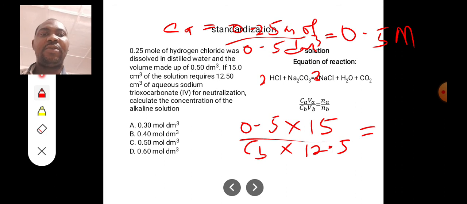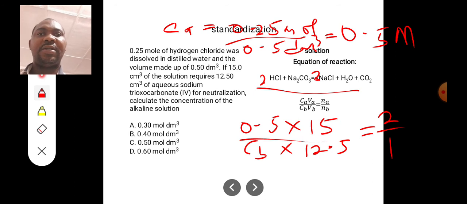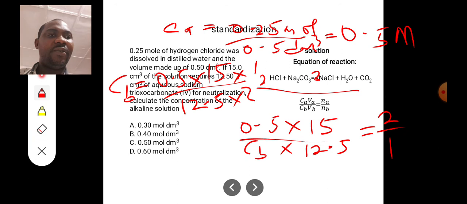The number of moles of acid to base from the reaction is 2 over 1, 2:1. So that means the concentration of base now is going to be 0.5 times 15 times 1, divided by 12.5 times 2. If we do that here, divided by 12.5 times 2, the answer is 0.3. So A is the answer, 0.3 mole per dm cube.